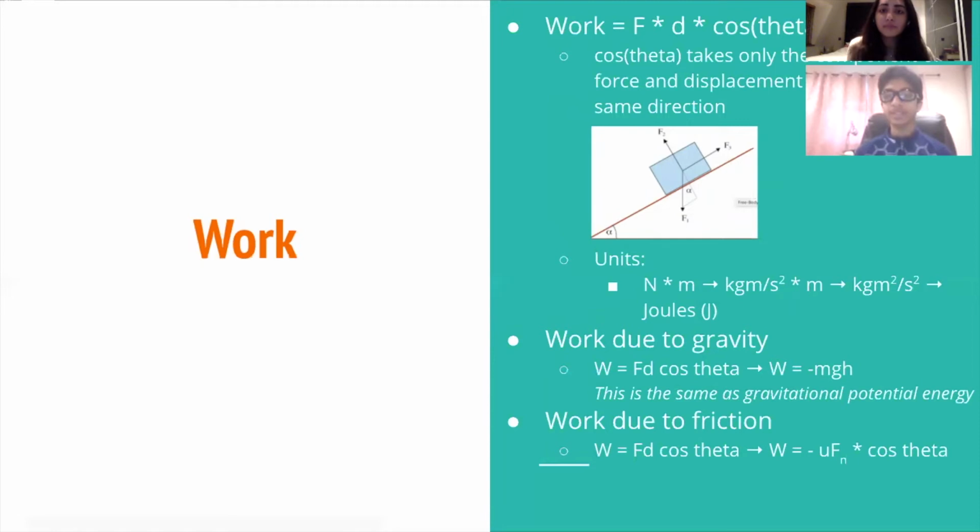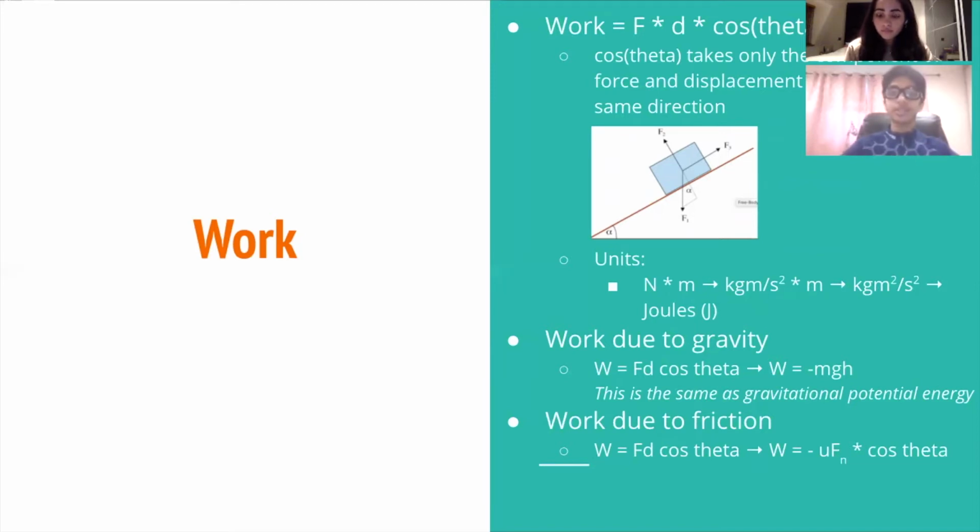So as Tanvi mentioned, work occurs when you change an object's energy, and also that it's a measure of force times distance, but it's also equal to force times distance times cosine theta, where cosine theta takes only the component of force and the distance that are in the same direction. So what we mean by that is if you push a box and it's moving in the direction that you're pushing it, you're applying work. But let's say you're pushing the box straight down and it's moving horizontally, where you're not applying a force in the direction of motion, so you have no work.